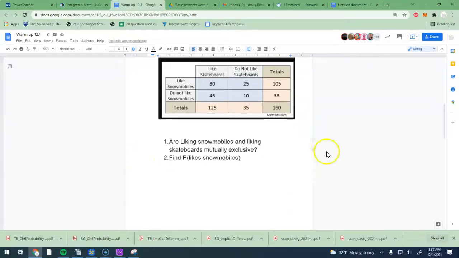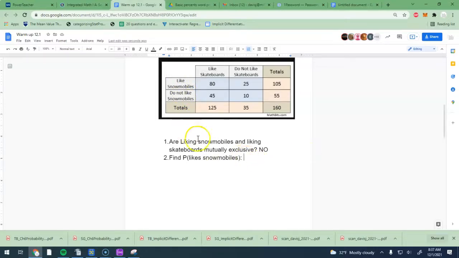Second one, are liking snowmobiles and liking skateboard mutually exclusive? No, because you got 80 people that said they like both. So remember, mutually exclusive means cannot happen together at the same time. For example, passing this class and failing this class, are those mutually exclusive? Yes. Passing this class and getting an A in this class, are those mutually exclusive? No, because you could definitely pass and get an A, right?